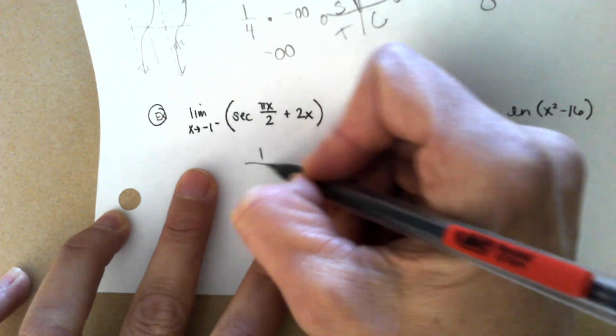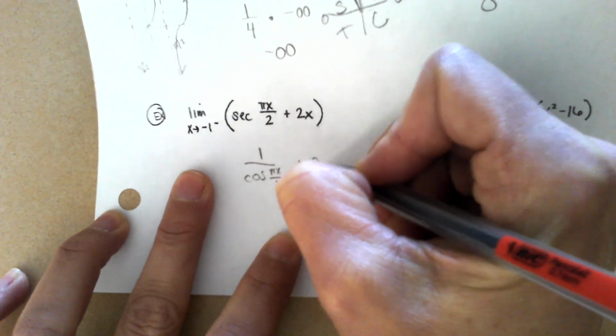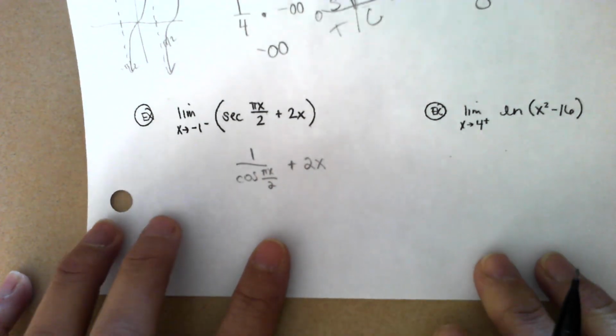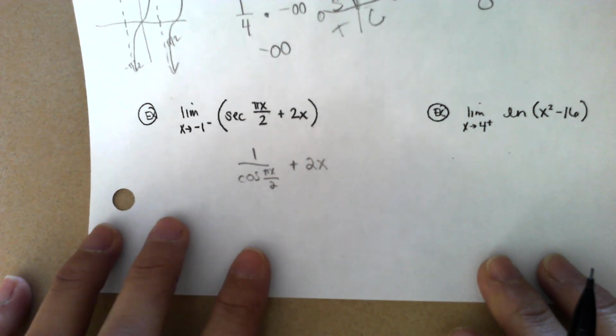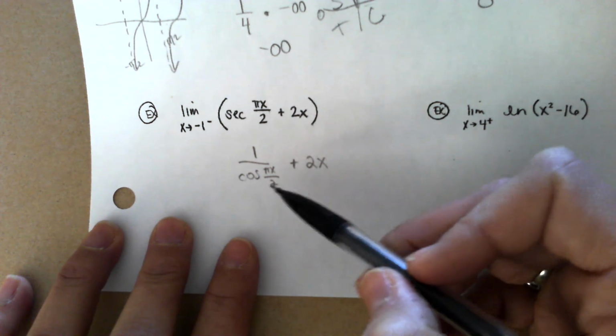Secant is the same as 1 over cosine. Wait, just kidding. Oh, Mackenzie backed down. No, she found a mistake. Okay, that's fine.